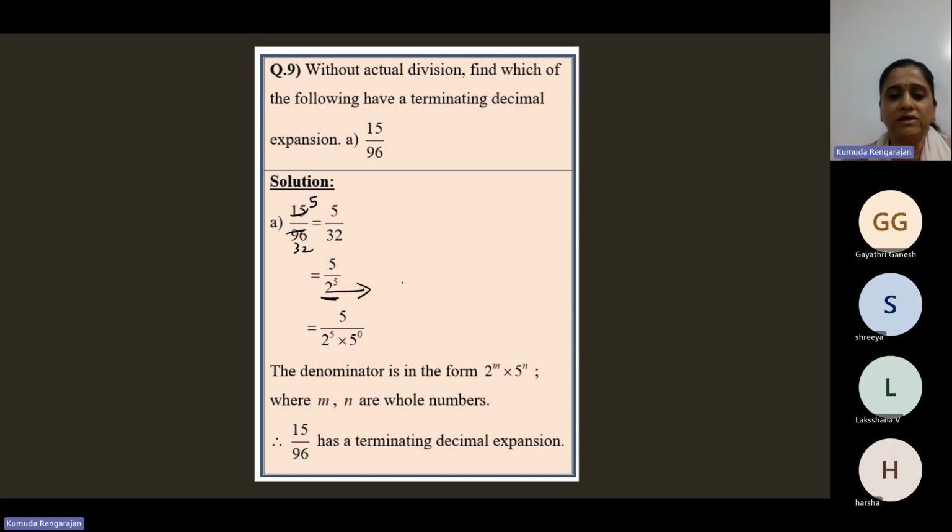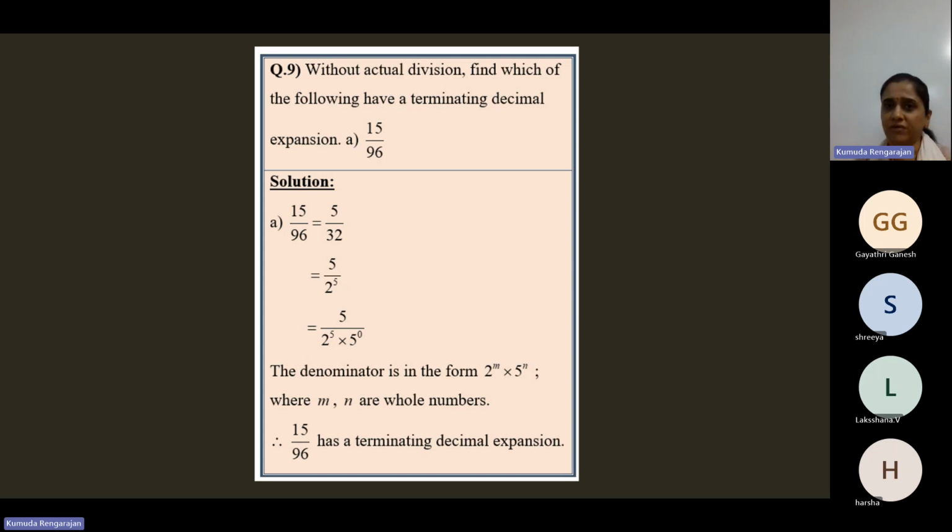Now check if the denominator is of this form, 2 to the power m into 5 to the power n. Is it of that form? Yes, because 2 to the power 5, 5 is a whole number, into 5 to the power n we don't have, but you can write 5 to the power 0, right? Because anything to the power 0 is 1. Correct? So yes, the denominator is of the form 2 to the power m into 5 to the power n, where m and n are whole numbers. 5 is a whole number, 0 is a whole number. So because the denominator is of that form, the given expression has a terminating decimal expansion.